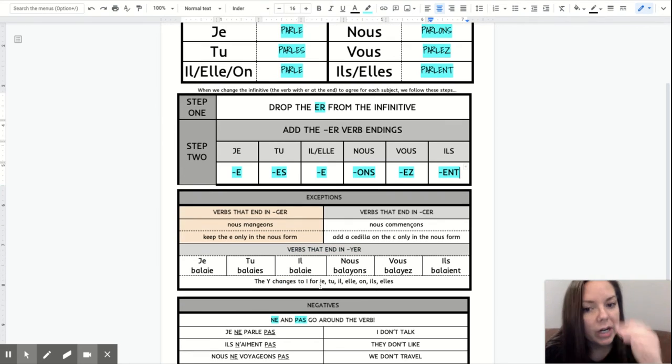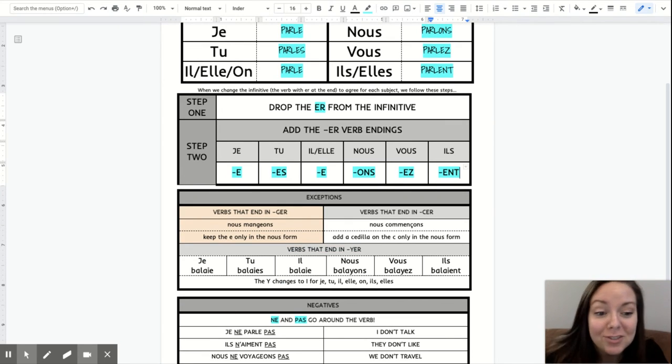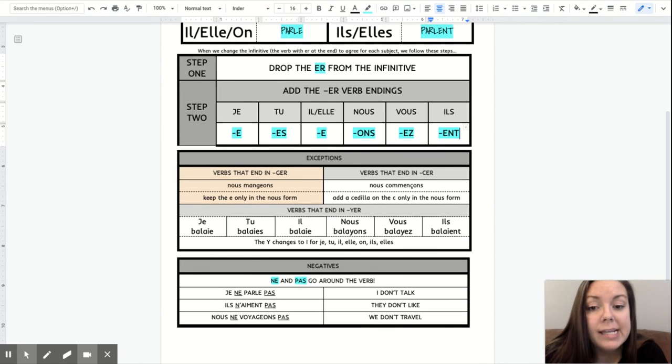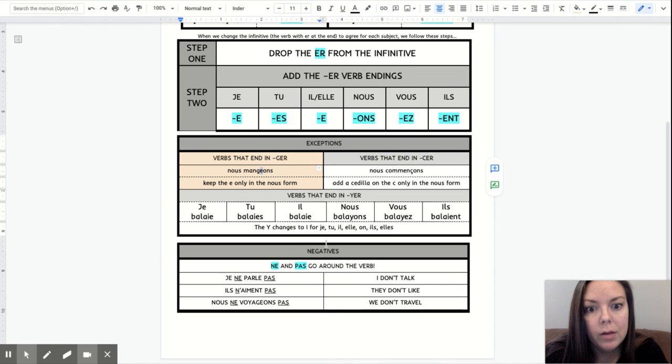Okay, so we're going to be practicing this for quite a few days. So there are exceptions. There's always exceptions, right? The only one I want you to worry about right now is for GER verbs. Anytime we have a GER verb, we keep the E. Okay, so right there, we keep the E. So instead of dropping ER, we just drop R. All right, that's the only one I want you to worry about right now.